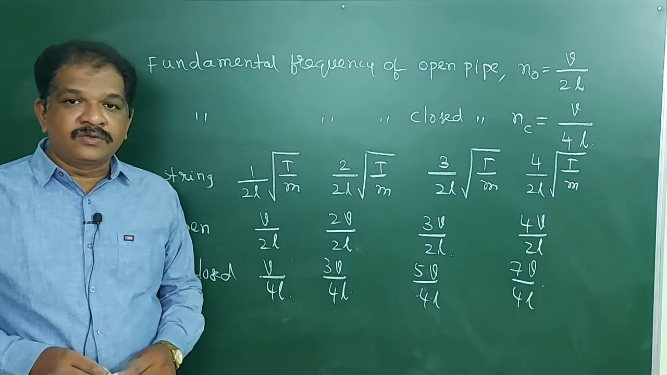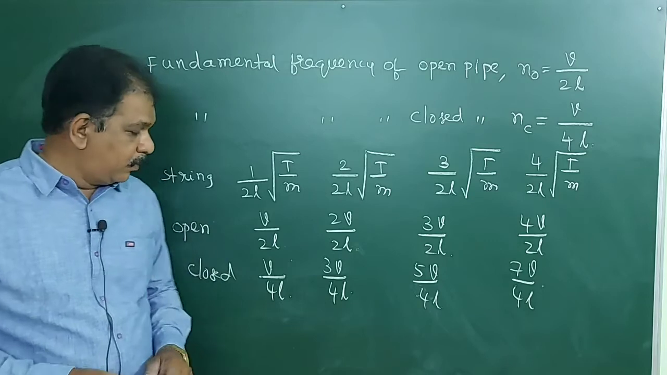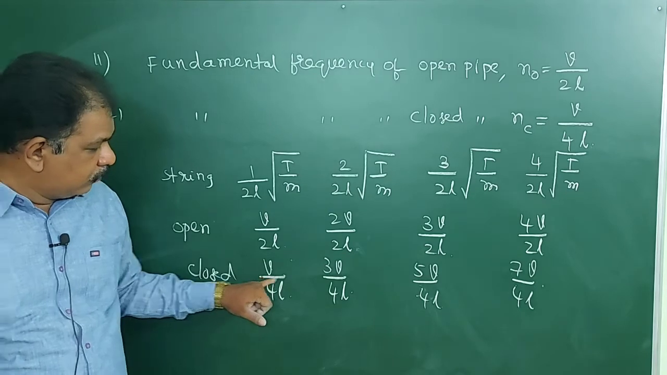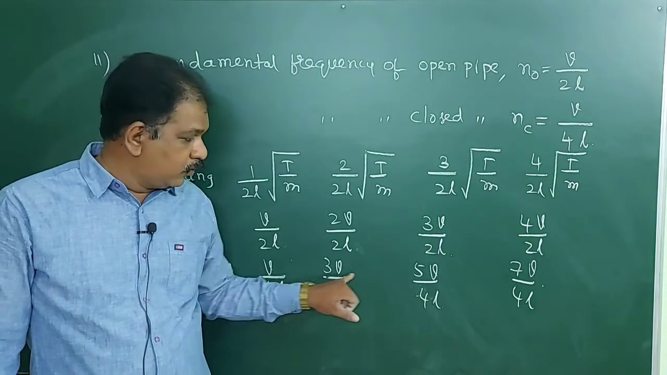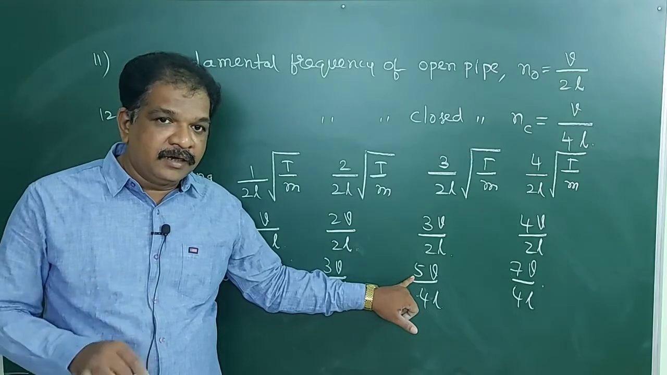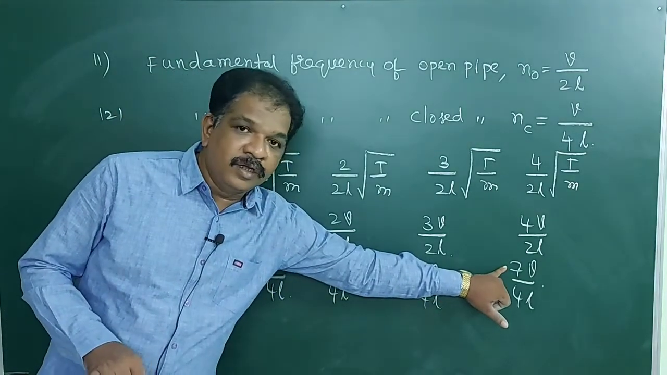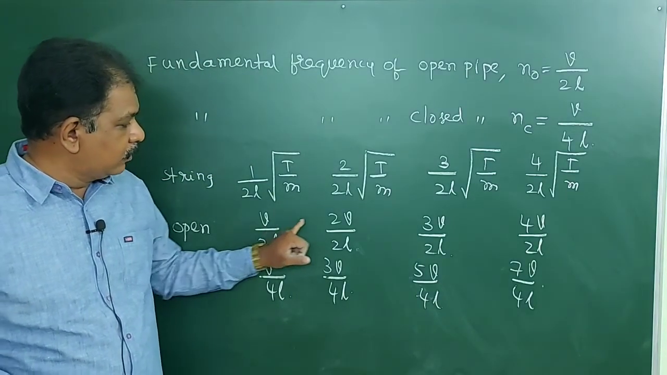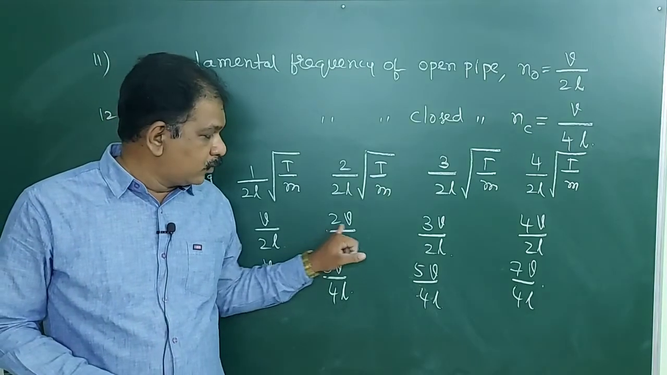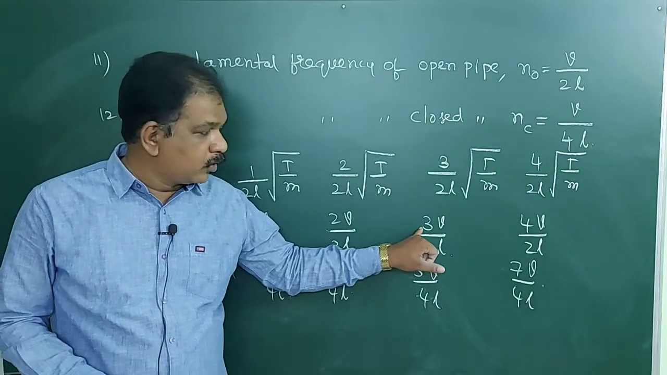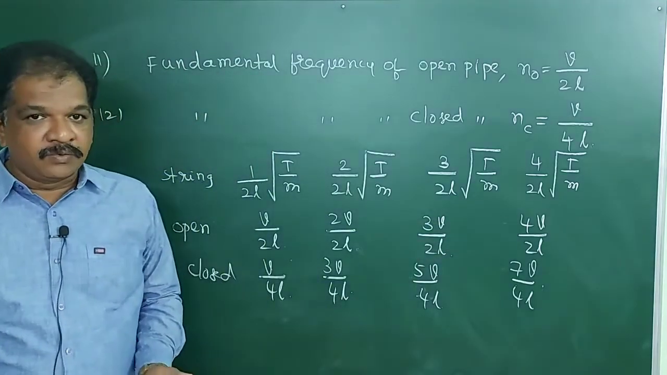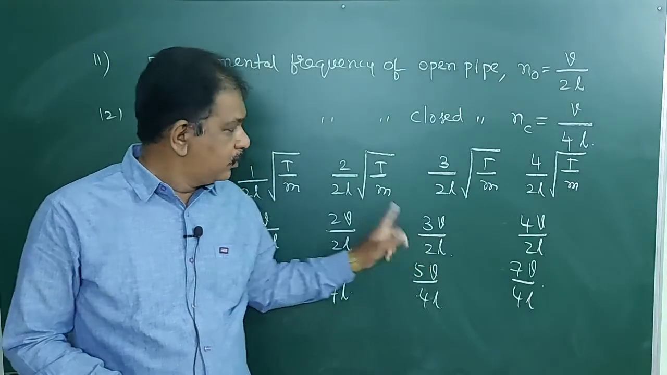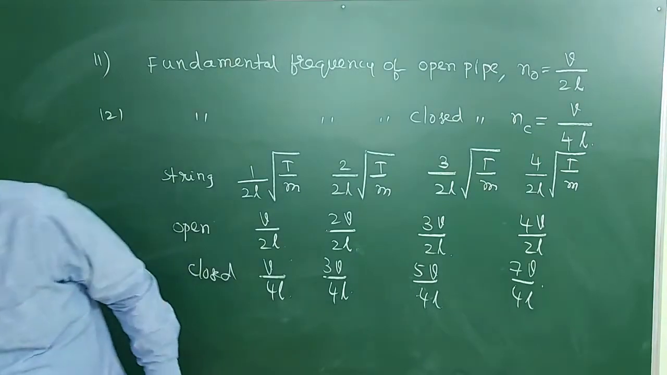Here there is a chance to confuse you in framing the problems. What is this? Fundamental frequency or first harmonic, third harmonic or first overtone, fifth harmonic or second overtone, seventh harmonic or third overtone. What is this? Fundamental frequency or first harmonic, second harmonic or first overtone, third harmonic or second overtone, fourth harmonic or third overtone, like that. Okay, like this questions will be there on this.